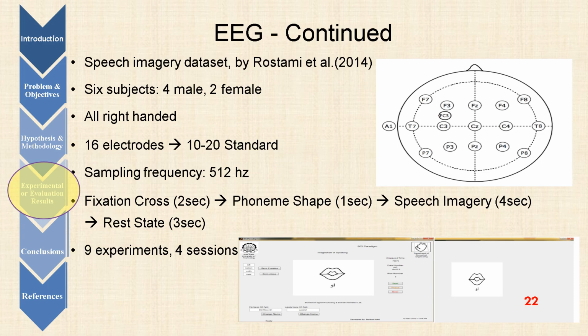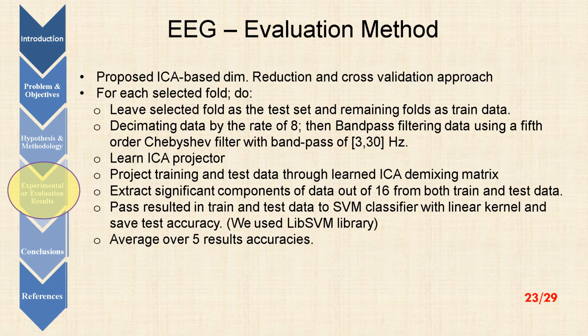16 electrodes are put over the head of each of them, and the signal is recorded at a sampling frequency of 512 Hz. They first fixate on a point, and then a phoneme shape comes up by the stance of the lip, and then they imagine the stance of the lip and the sound of the speech in their head. For example, U or E vowels. The evaluation method is based on 5-fold cross-validation, and the classification accuracy over discriminating between 2 classes is derived.